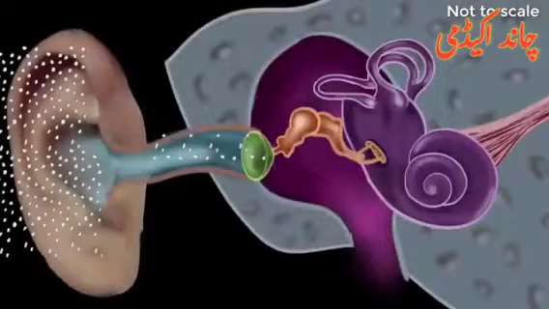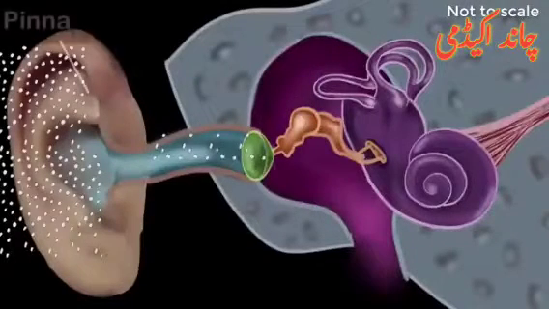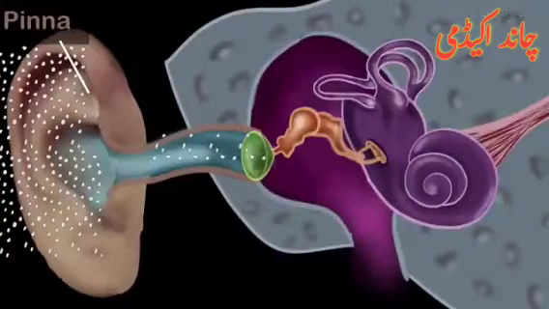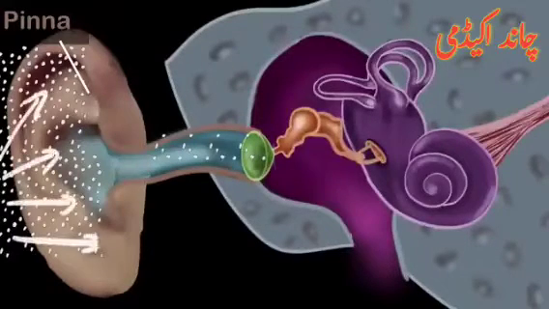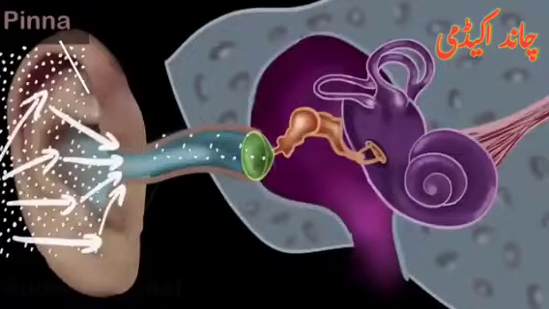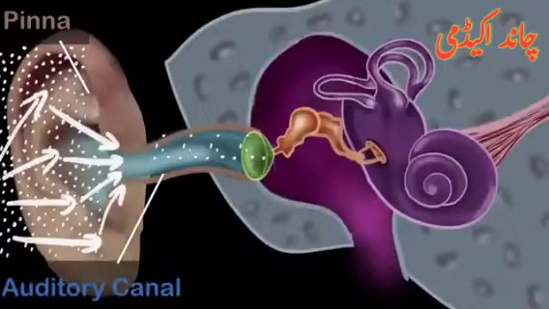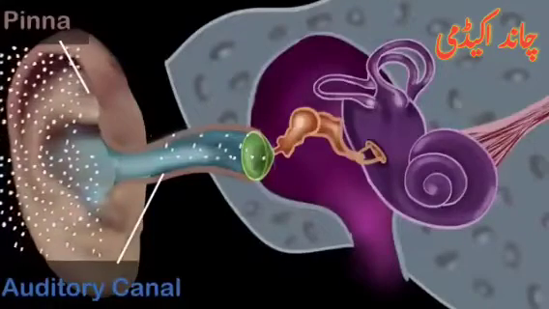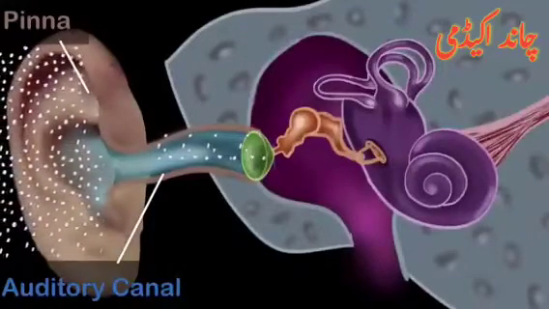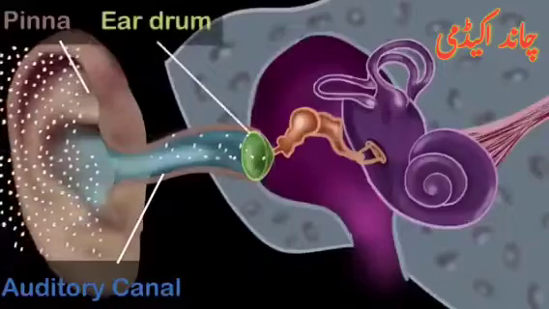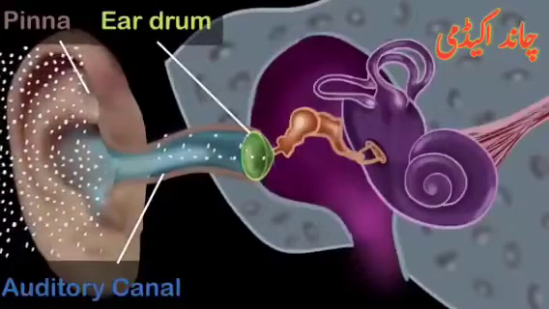The outer ear starts with the pinna. It's the part that you can see and touch, or in my case, the part that my mom would twist quite often. Its job is to collect as much sound waves as possible and channel it into the auditory canal. The sound waves pass through the auditory canal and eventually meet the eardrum, which is shown in green over here.